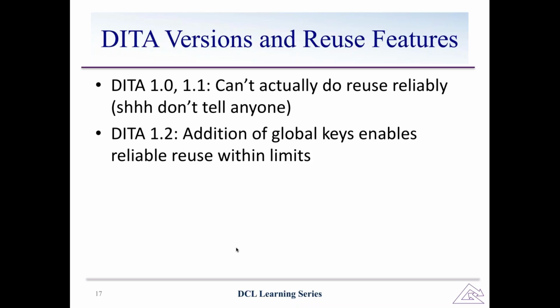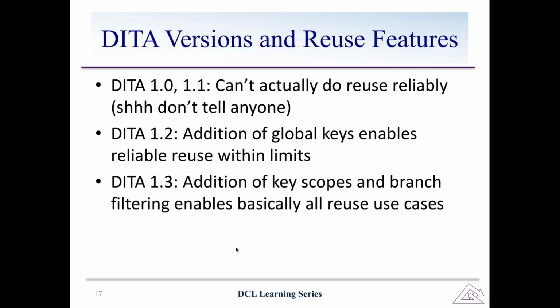The challenge with DITA 1.2 is that keys are global, meaning that for a given key name, it can have exactly one binding in the scope of your root map. There was no way to get the same key reference to go to different places within the scope of a single publication, and that was a problem. So in DITA 1.3, we added the new feature key scopes, and key scopes allow you to have the same key name bound to different resources in different parts of the same map. And then we also added branch filtering.